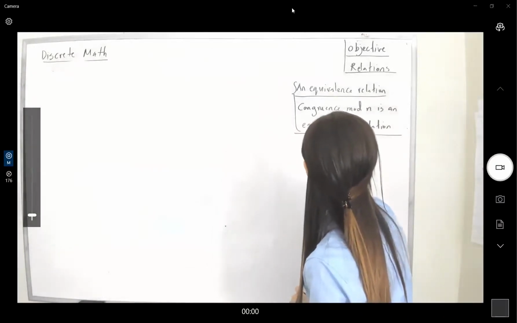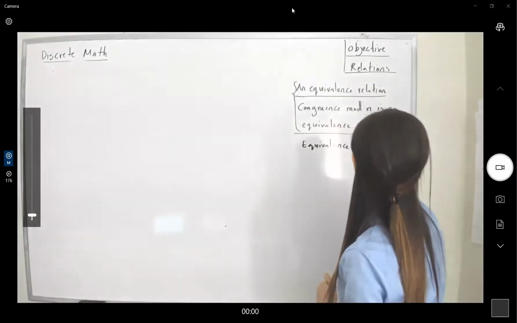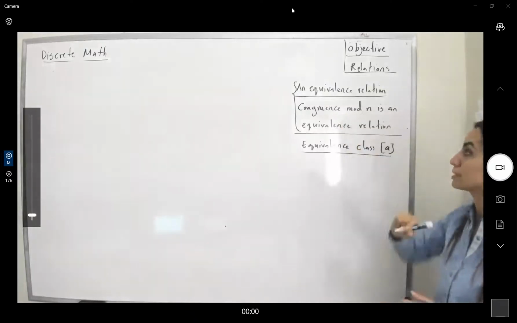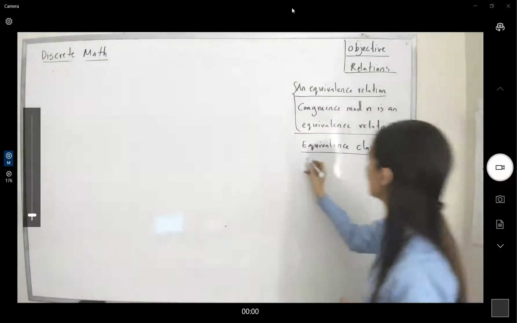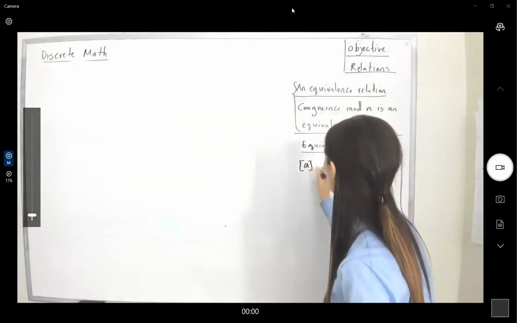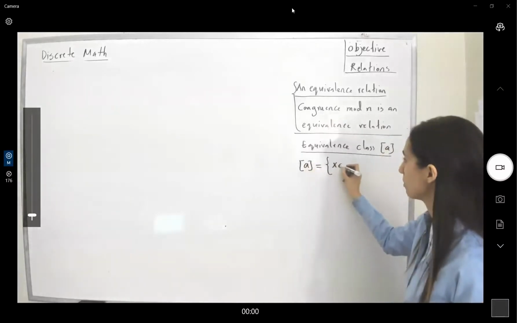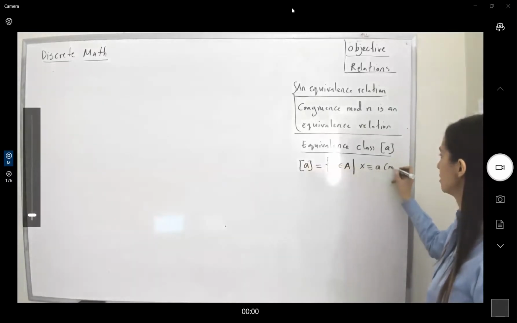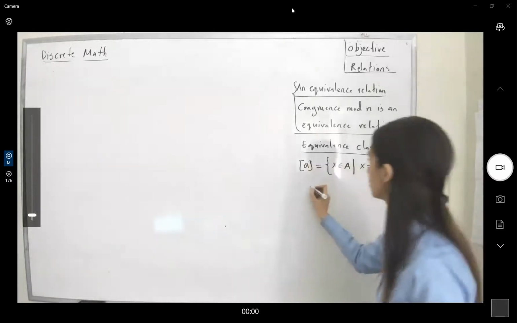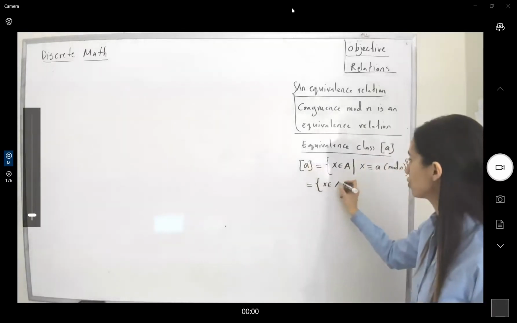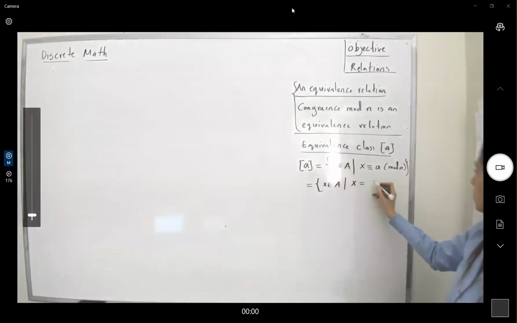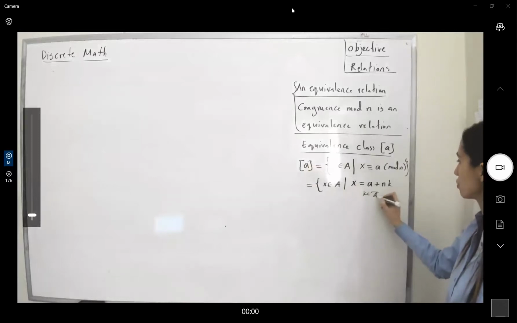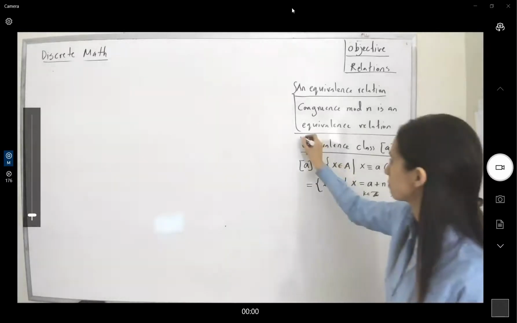Equivalence class. And since we have congruence mod n as an equivalence relation, we can define the equivalence class of members of A as the set of all elements in A such that x is congruent to a mod n. Or another notation, using the definition, is x equals a plus nk, where k is an integer.